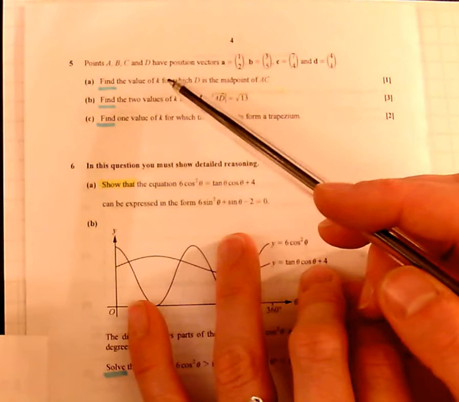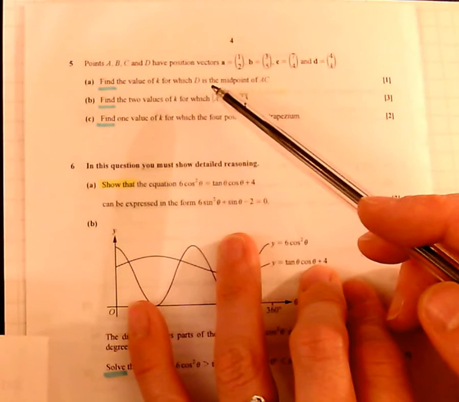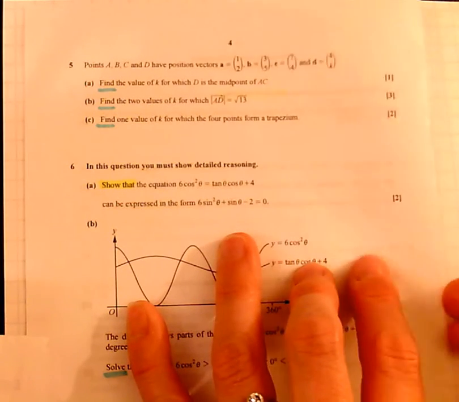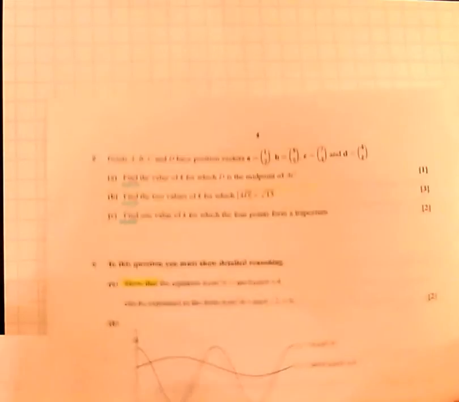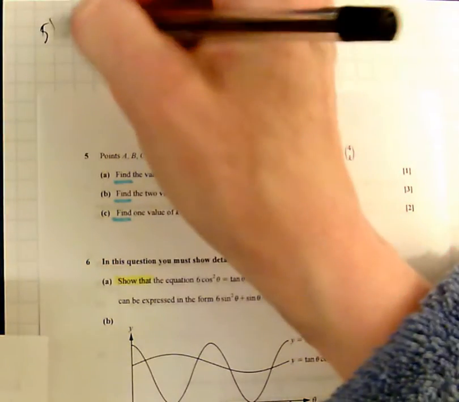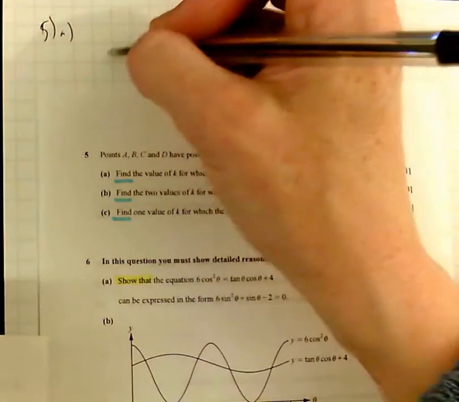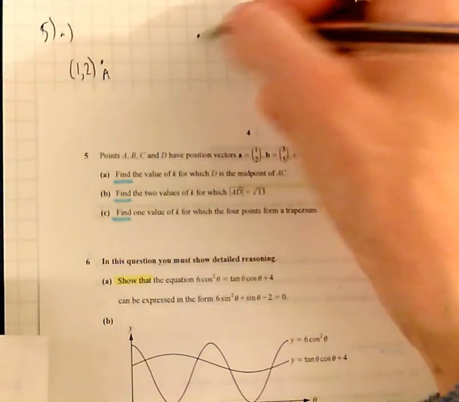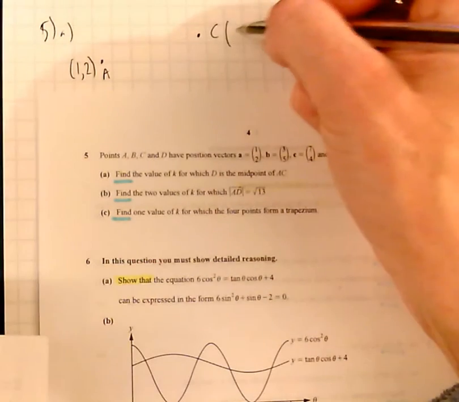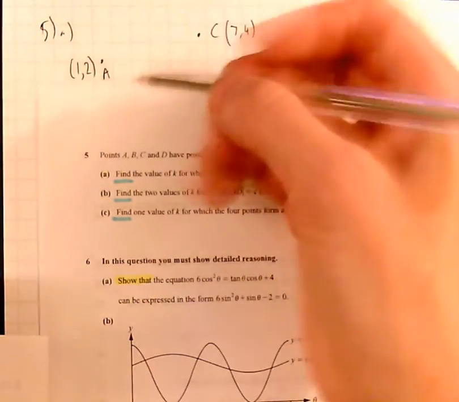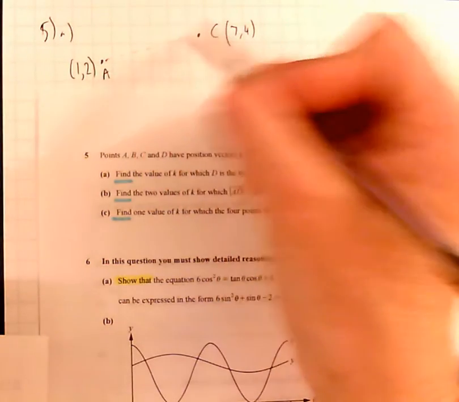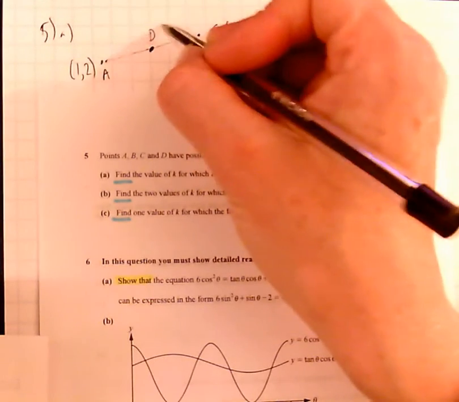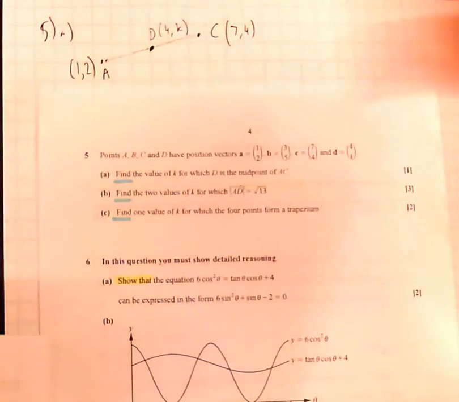So find the value of k for which D is the midpoint of AC. It's only worth 1 mark. So I'm going to sketch a little picture, as I often do for vector questions. Okay, so if we've got A at 1, 2, and we've got C at 7, 4, we know that D is going to be the midpoint. So let's just think about joining those up. Midpoint's about here. D is 4, k.